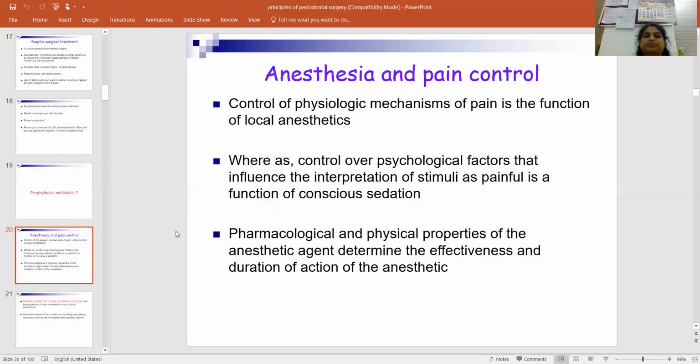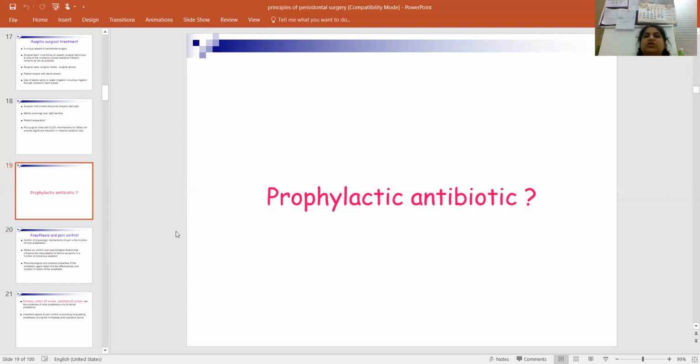Anesthesia and pain control. You can use a prophylactic antibiotic in the case of a subacute bacterial endocarditis patient, and you can use an antibiotic where the chance of infection is very high. In cases where the patient is immunosuppressed, you can use the prophylactic antibiotic.